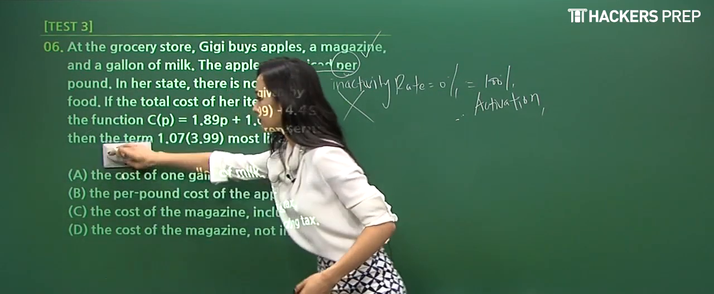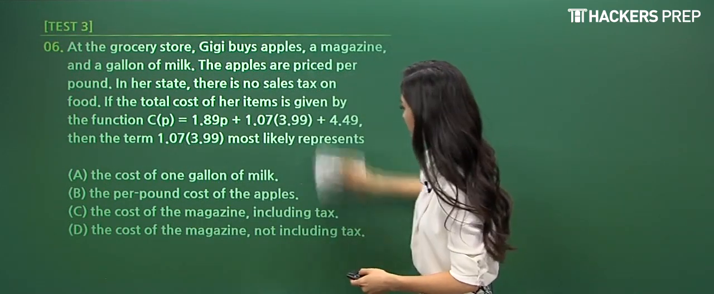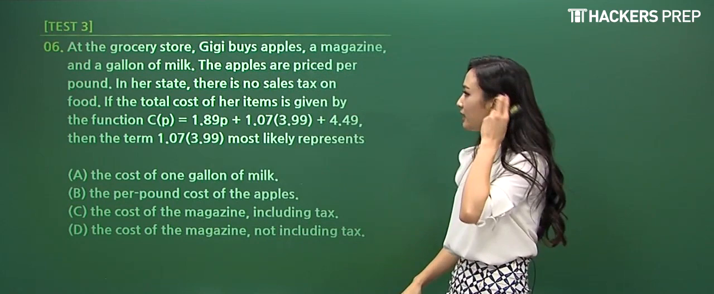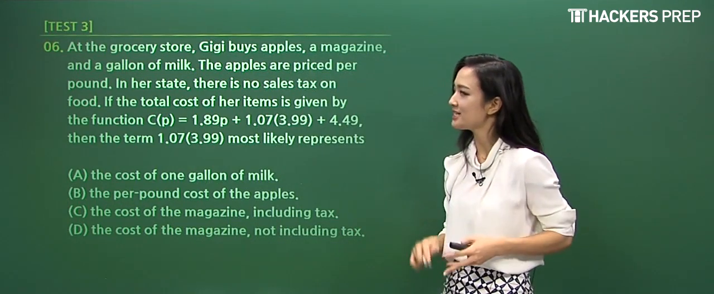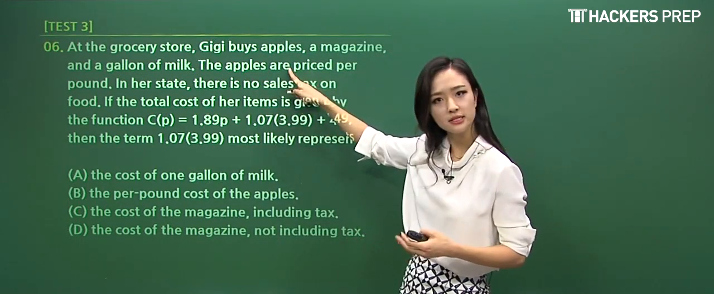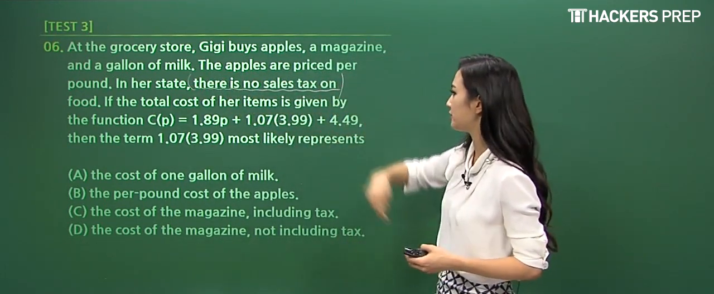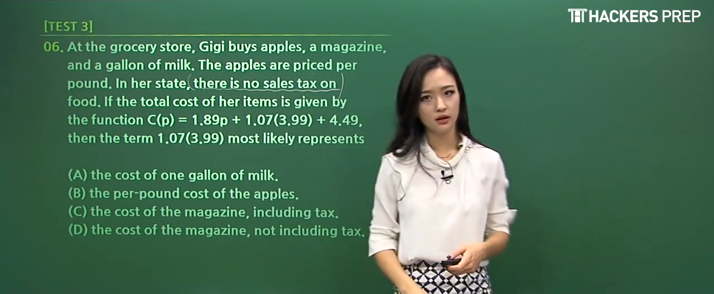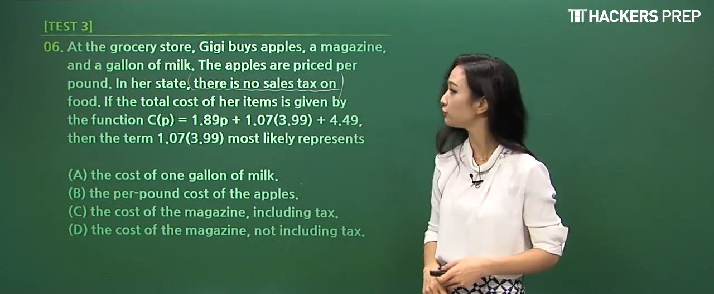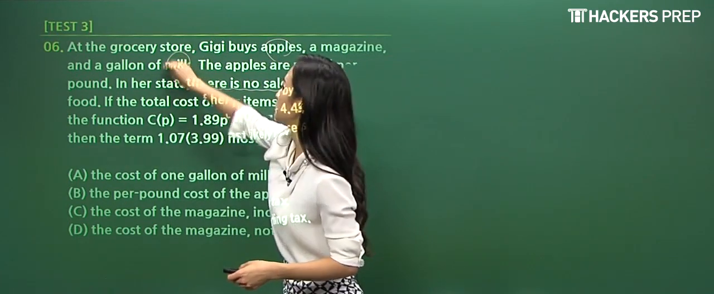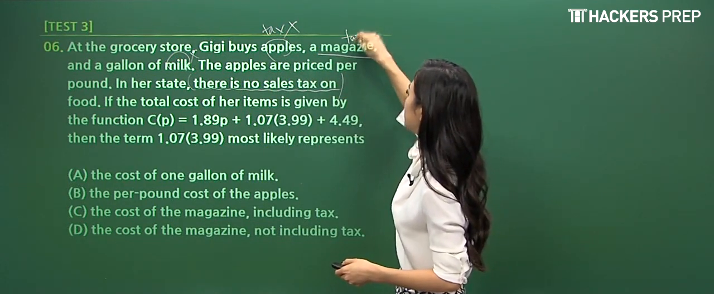Number 6. Another quite long word problem, but I think it won't be that bad since it's popping up for number 6. Okay, let's read this together. At a grocery store, we have a person, her name is what? Gigi, okay? She's buying 3 items: apples, a magazine, and a gallon of milk. Apples, how are they priced? By weight, per pound. And I think this is the crucial information involved: there is no sales tax on food. So among the 3 items, which ones correspond to food? Apples and milk. These 2 have no tax. So let's write no tax and no tax here. The magazine does involve tax.